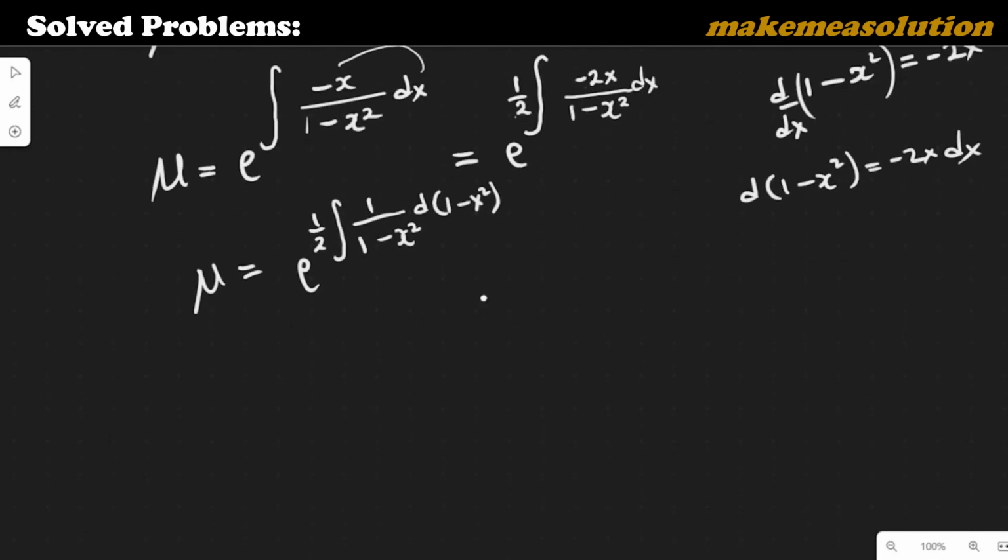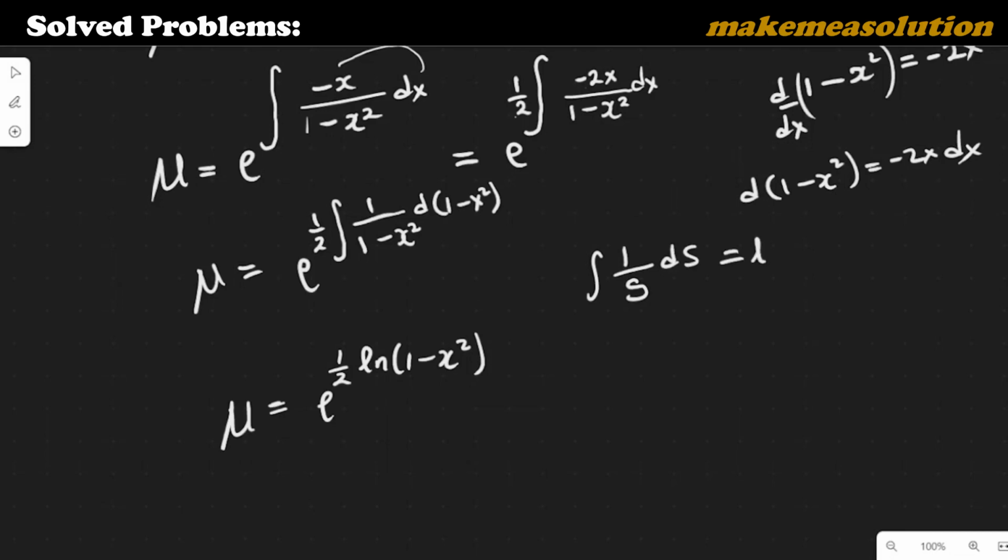So mu of x, or mu, is now exponential 1 over 2, then this is ln of 1 minus x squared. Okay, remember when you're integrating 1 over something d something, your answer is ln something. Is that okay? So take note of this convention. So that's the trick that we'll be using to approach our problems. When you're integrating 1 over something d something, your answer is ln something. So that is exactly what we did to get to this point.